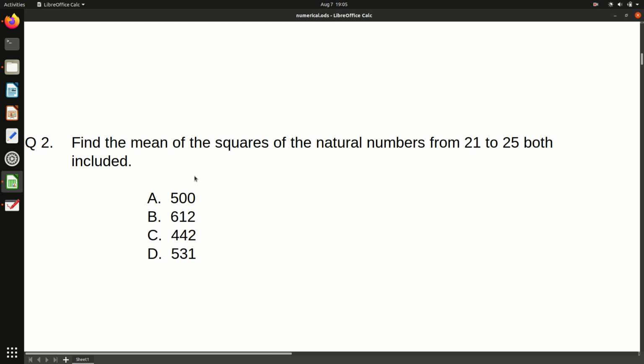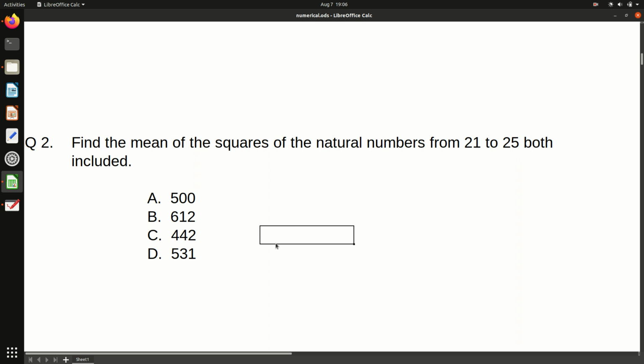Okay, so this question is also easy. We just have to find the mean of the squares of the natural numbers from 21 to 25, both included. So we have to find the mean of 21 square, 22 square, up to 25 square. Mean basically means average.